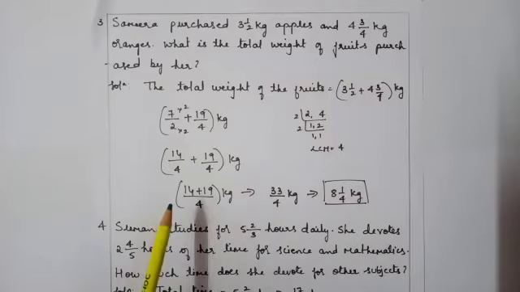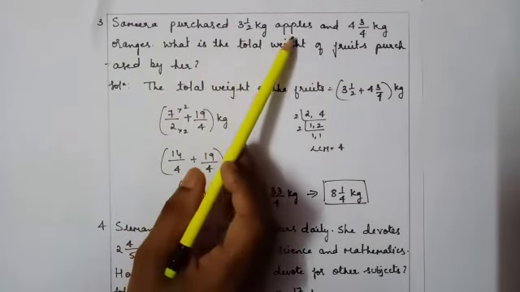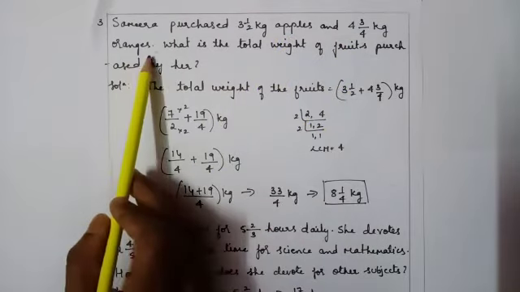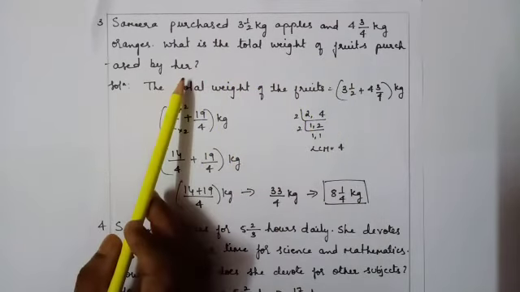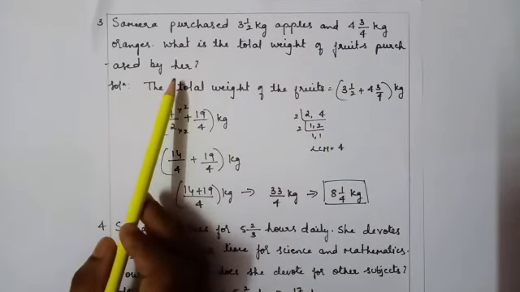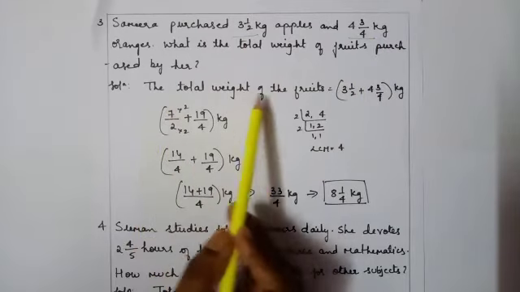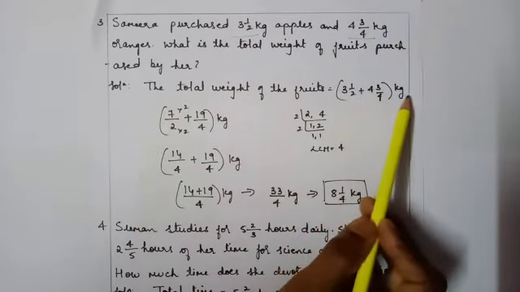The next problem: Samira purchased 3 1/2 kg of apples and 4 3/4 kgs of oranges. What is the total weight of fruits purchased by her? When you read this problem, you will come to know it is an addition problem, right? You are supposed to add these two fractions. So the total weight of the fruits is equal to 3 1/2 plus 4 3/4 kgs.